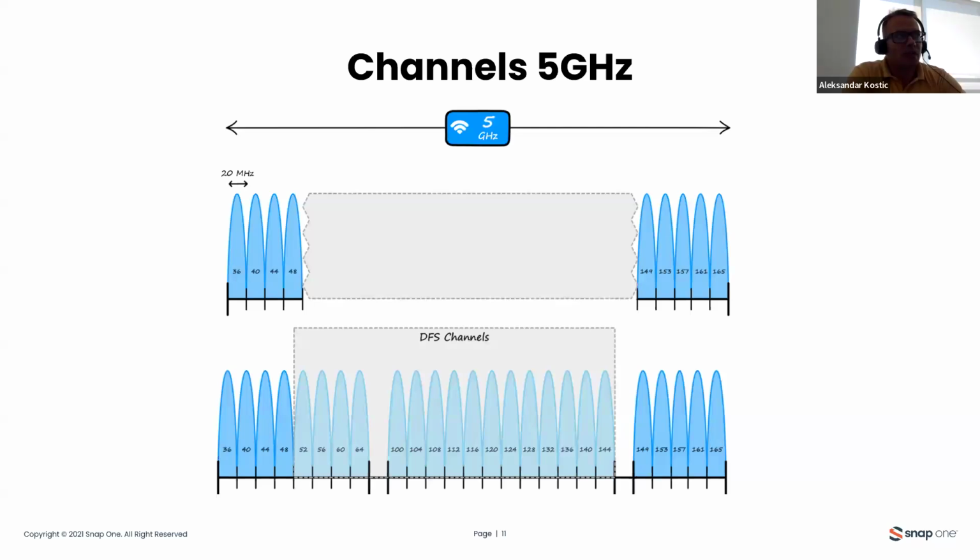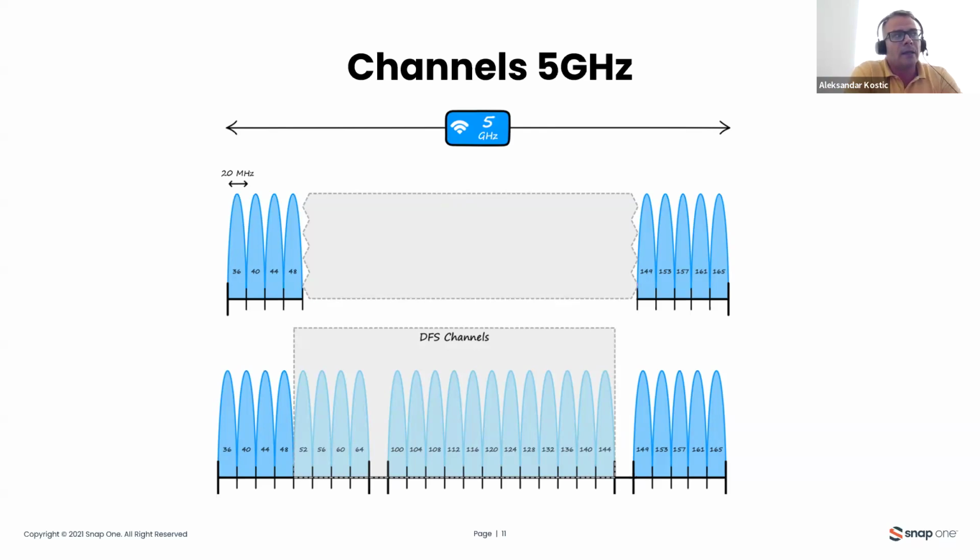So let's check what channels on 5 GHz look like. As you can see here, the 5 GHz frequency band is much wider compared to the 2.4 GHz. The minimum channel width on the 5 GHz band is 20 megahertz, and that means that all channels on the 5 GHz band are non-overlapping. So we do not need to think, like on 2.4, about which channels are overlapping and which are not. Every channel has a separate frequency, non-overlapping with other channels on 5 GHz. So we can use any channel on 5 GHz.